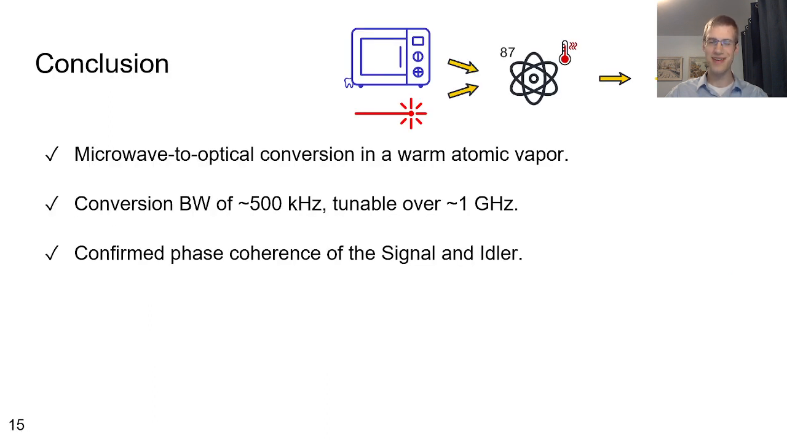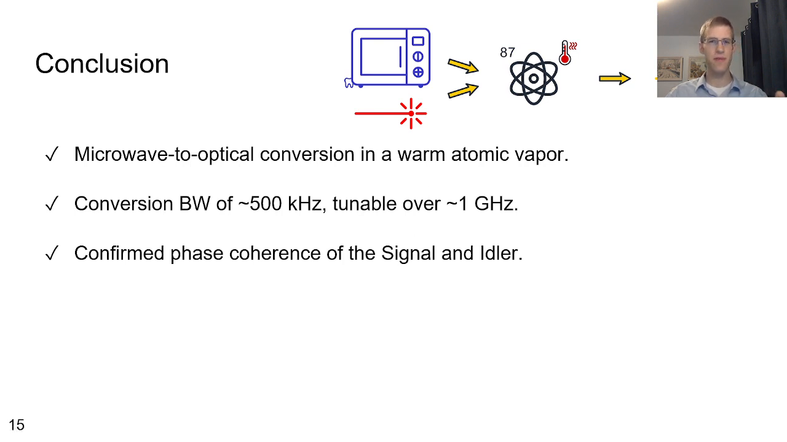So in conclusion, we've shown microwave to optical conversion in a warm atomic vapor. We have a conversion bandwidth about 500 kilohertz, and this is tunable over 1 gigahertz. We've also confirmed the phase coherence of the input signal and output idler fields.